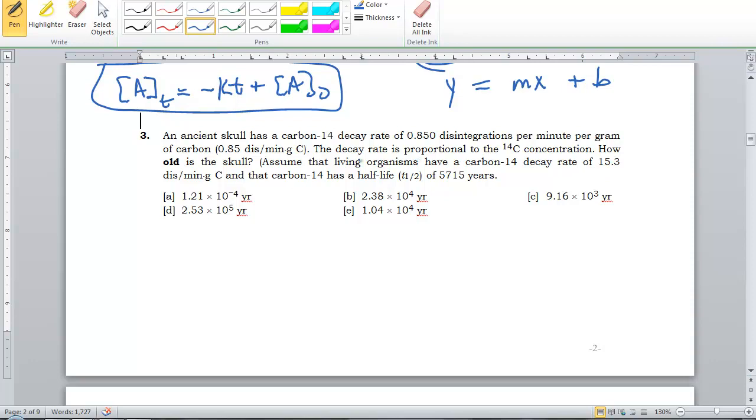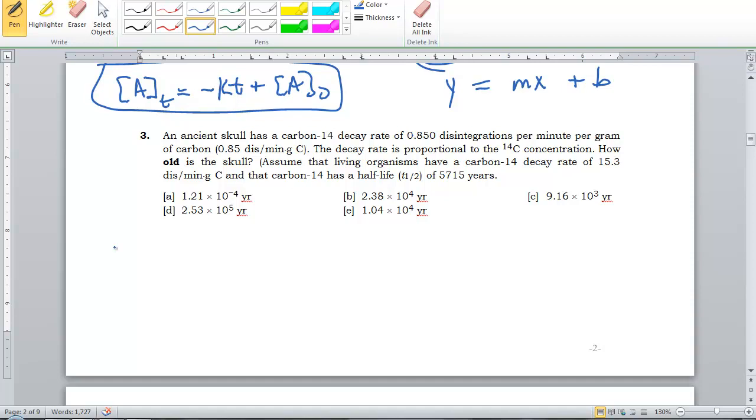Now, you are given the decay rate of the skull. Then it talks about a living organism having a different decay rate. Again, that decay rate is proportional to the concentration of carbon-14. Higher concentration of carbon-14, higher decay rate. Lower concentration of carbon-14, lower decay rate. And that will allow us to date the object.